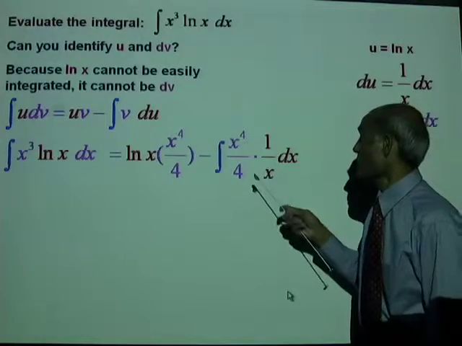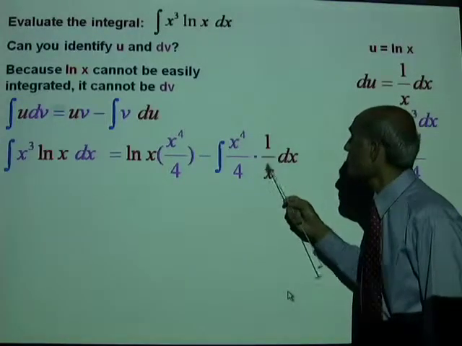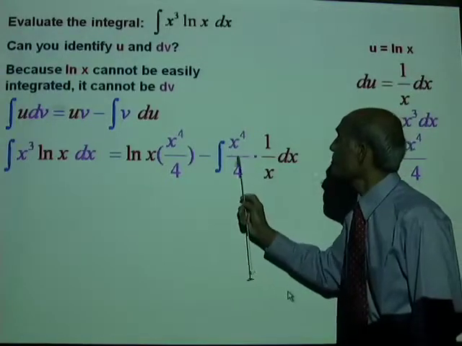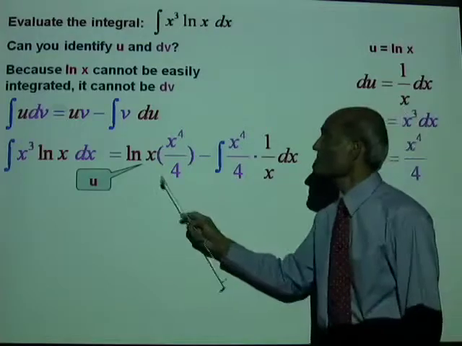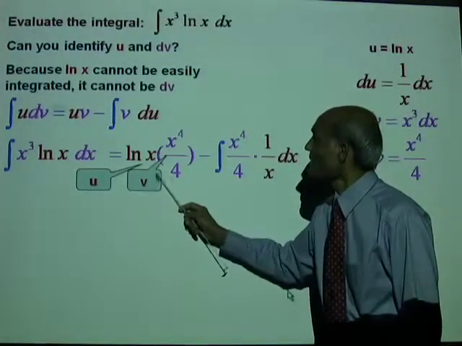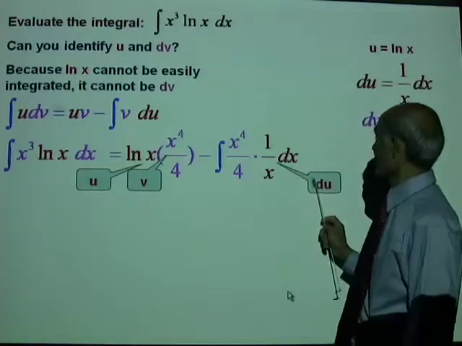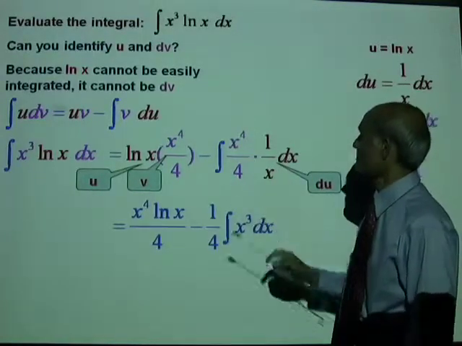Well, now simplify this. x to the power of 4 over x will be x cubed, and this 1/4 can be taken out. Is that right? So identify them one more time. That's your u, that's your v, that's your du, and of course that's your v.